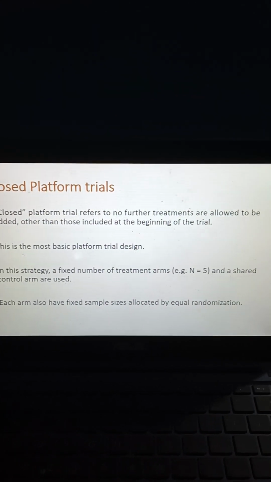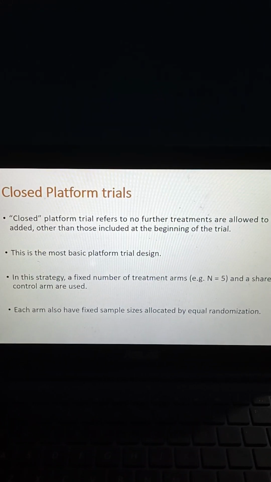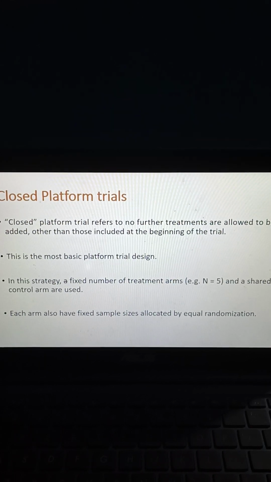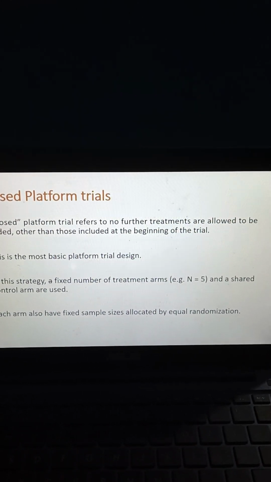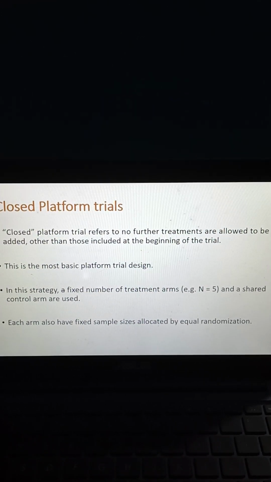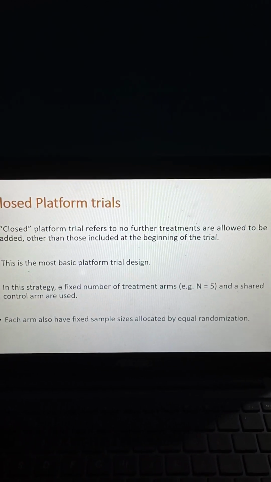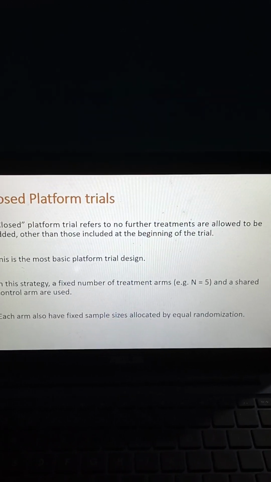Next is closed platform trials. Closed platform trial refers to no further treatments being allowed to be added other than those included at the beginning of the trial. And this is the most basic platform trial design. In this strategy, a fixed number of treatment arms, N is 5, and a shared control arm are used. Each arm also has fixed sample sizes allocated by equal randomization.